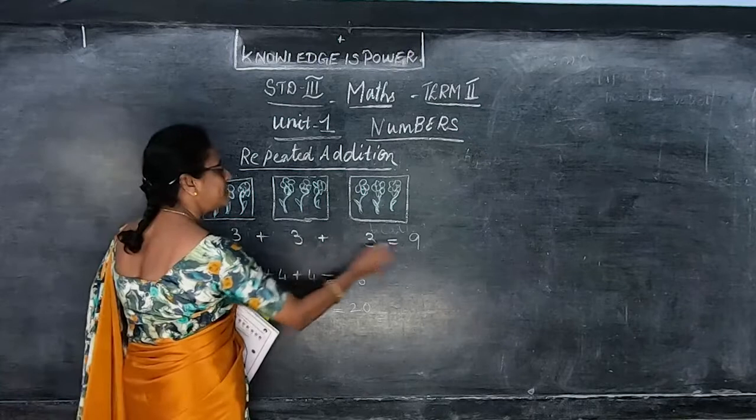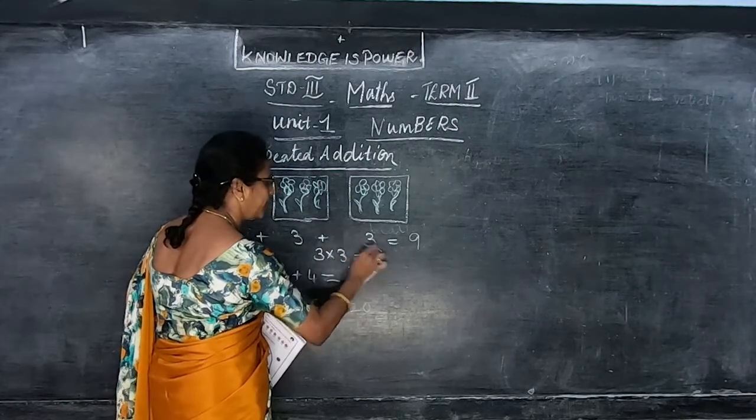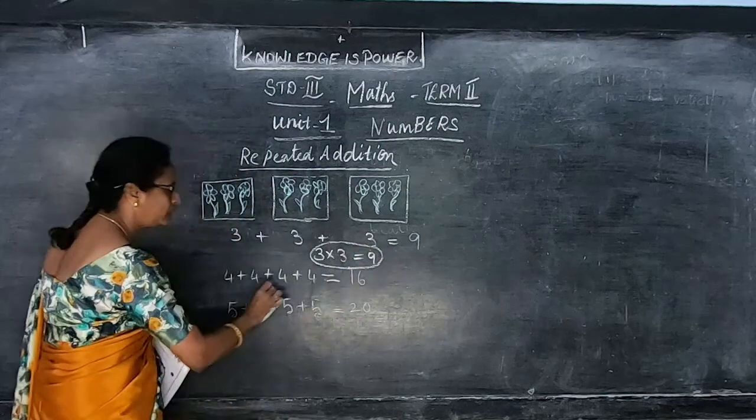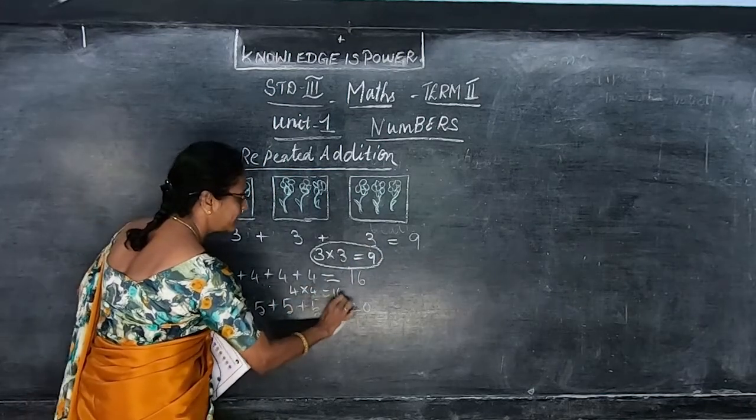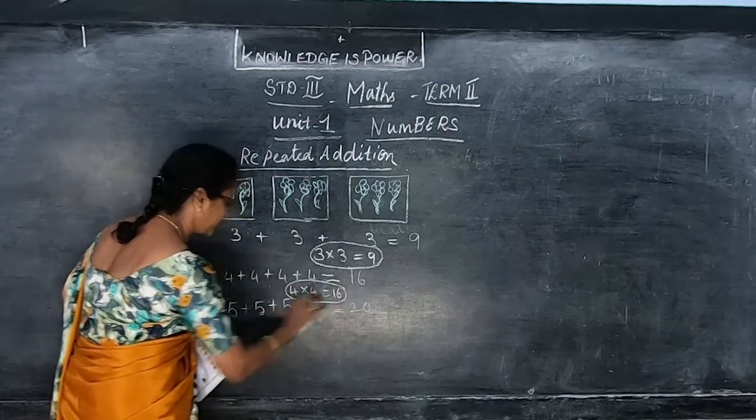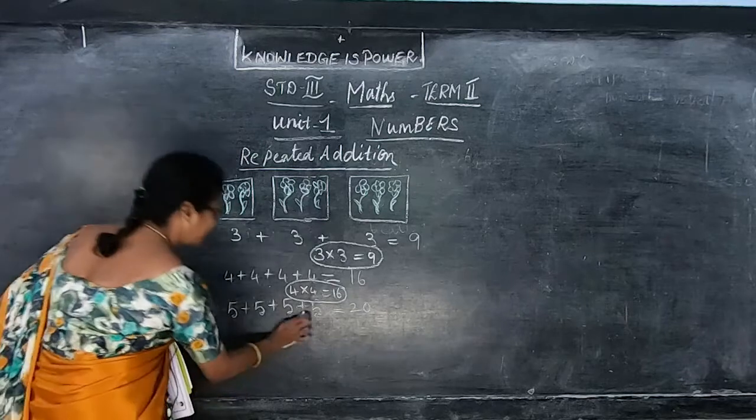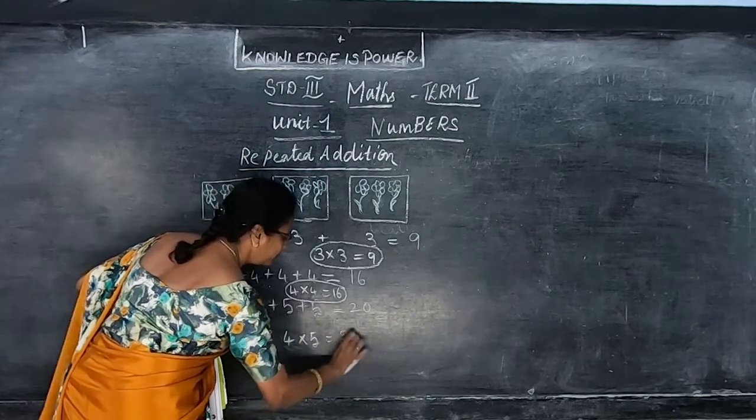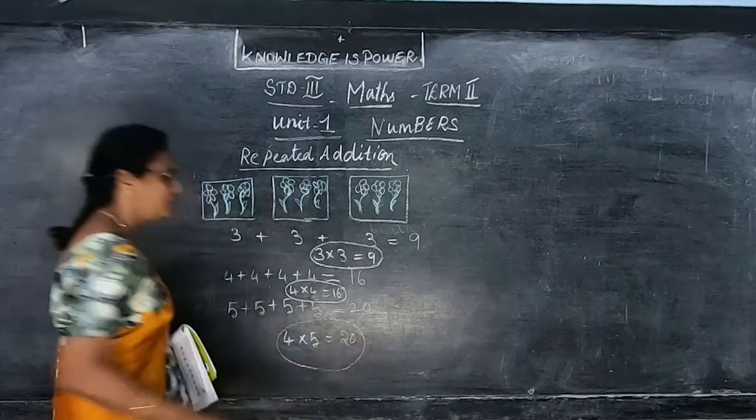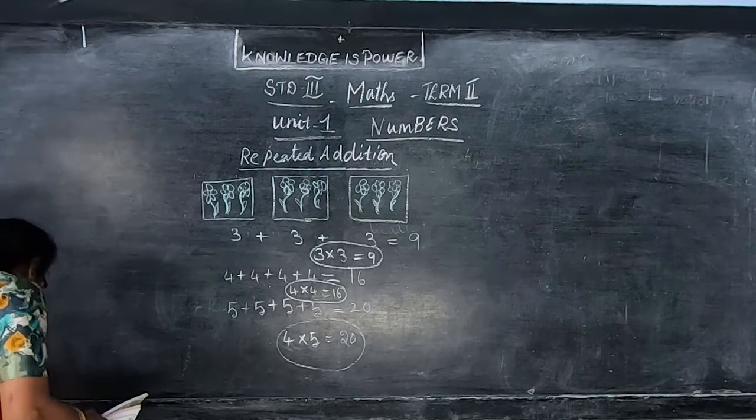So here 3 plus 3 plus 3 is equal to 9. So you can write 3 3s are 9. And here how many 4s are there? 4 4s are there. That is equal to 16. You have to write like this. How many 5s are there? 4 5s are there. So 4 times 5. That is equal to 20. Okay children, so this is known as the repeated addition.